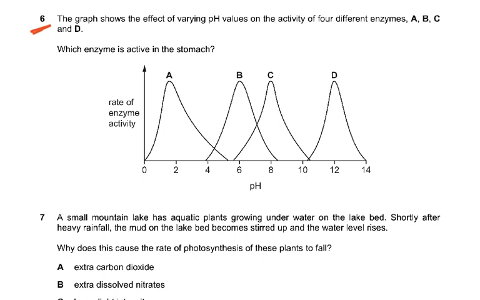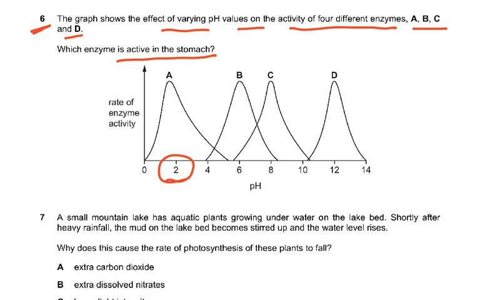Question number 6. The graph shows the effect of varying pH values on the activity of 4 different enzymes A, B, C, and D. Which enzyme is active in the stomach? You know that there is a very low pH. So the low pH is around about 2 or 3.